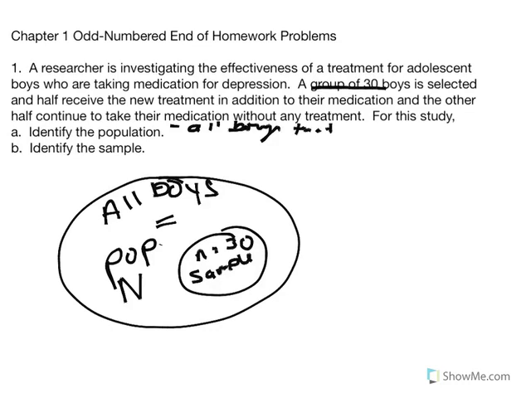that have depression. As you can imagine, that population is most likely quite large, and therefore for us to conduct a reasonable study, we'd want a representative sample, a smaller subset. So the sample is the 30 boys receiving treatment.